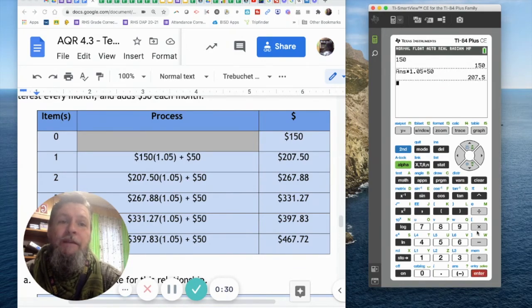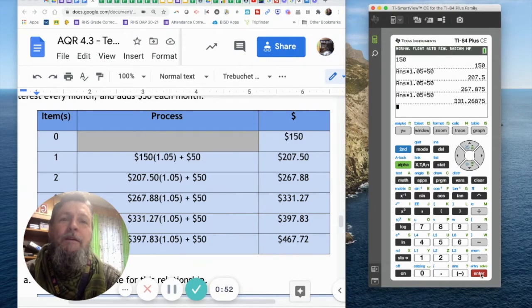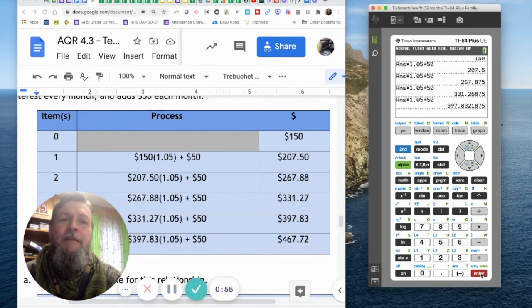So 207.50. Now, the best part about this calculator, I'm going to take this answer, and I'm going to do the same thing. I should be able to hit enter and get the same thing. See, it's using what's called recursion. It's recursing the same routine. Answer times 1.05 plus 50. I'm getting the same answers that I have in my chart. So as you can see, that routine works well in a calculator. As long as you have the routine typed out to multiply against the answer, you're going to get the same routine against it.